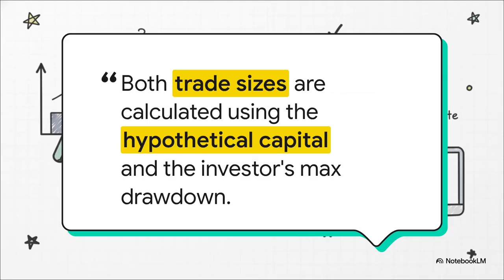The crucial point here is that nothing is left to chance. The position size isn't a guess. It's the output of a precise calculation. In fact, the source documentation states it clearly. Both trade sizes are calculated using the hypothetical capital, the investor's maximum allowed drawdown, the third triangle domain percentage, the risk coefficient, and the contract size. So in other words, the risk management dictates the position size from the very beginning.